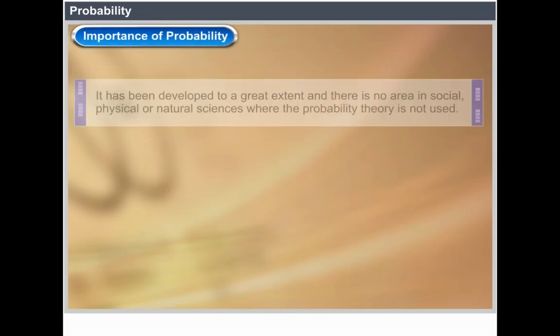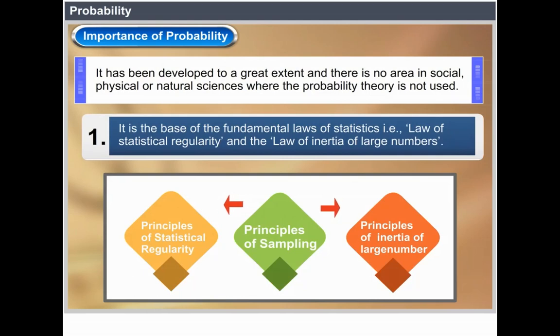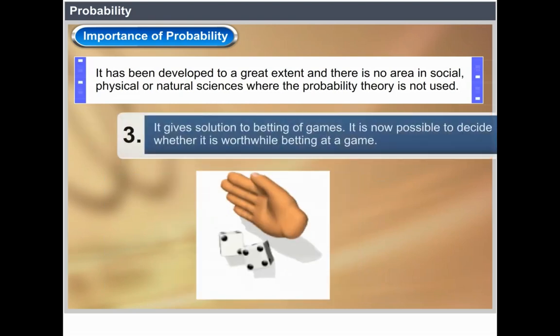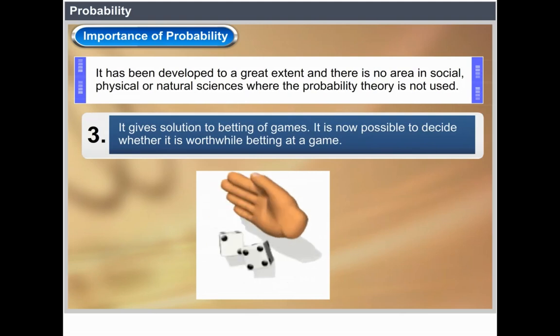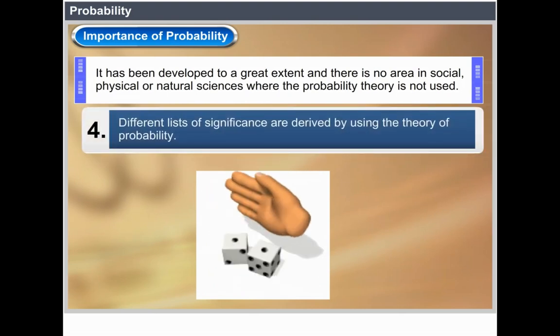Importance of probability. It has been developed to a great extent. There is no area in social, physical, or natural sciences where the probability theory is not used. Number 1. It is the base of the fundamental laws of statistics, that is, the law of statistical regularity and the law of inertia of large numbers. Number 2. It is an essential tool in statistical inference and forms the basis of decision theory. Number 3. It gives solutions to betting games. It is now possible to decide whether it is worthwhile betting at a game. Number 4. Different tests of significance are derived by using the theory of probability.